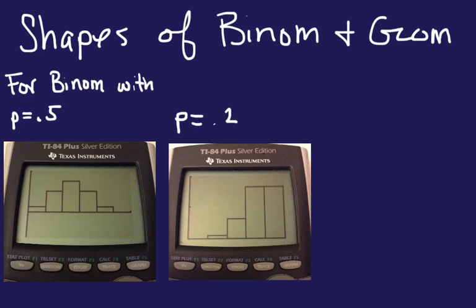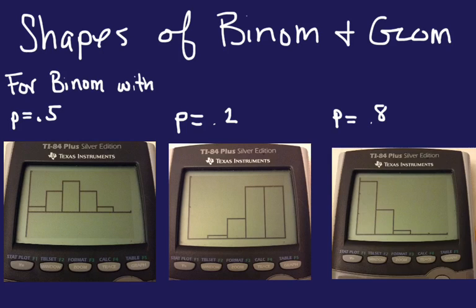If you look at the next one, this is for 0.2, so it's very unlikely to occur, so that's why you have a low probability to start with, and then eventually it kind of picks up. And then for 0.8 you get the other way around. So you can see what happens to the shape of your binomial distributions when you change the probabilities. Now, geometric is not the same, because geometric doesn't have a limited number of trials.